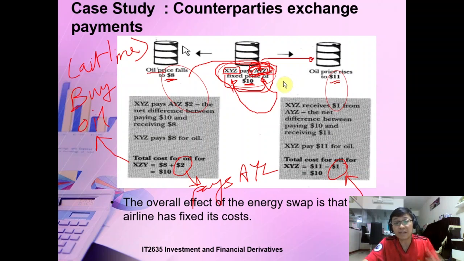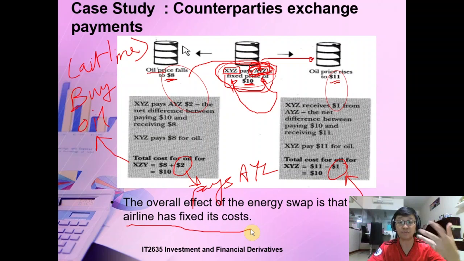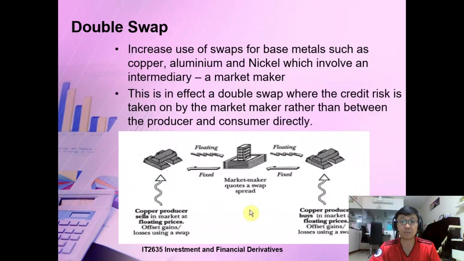So it worked out nicely that the net effect for XYZ is they will always just pay $10, regardless of whether the oil price has gone up or gone down. So that is the energy swap agreement that has helped the airline industry in securing a fixed cost, and that will have a good impact on their revenue, a more predictable revenue, right?